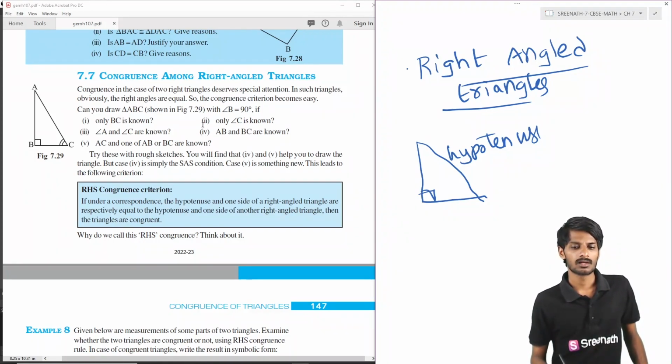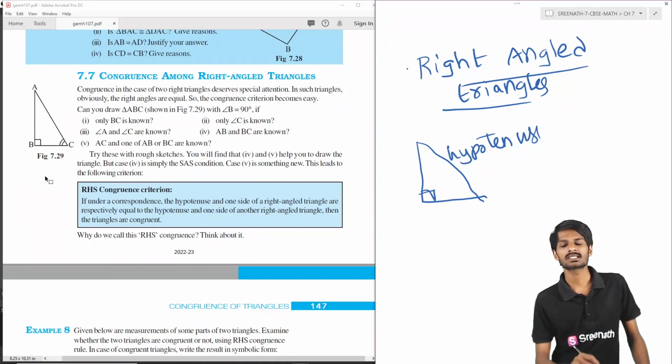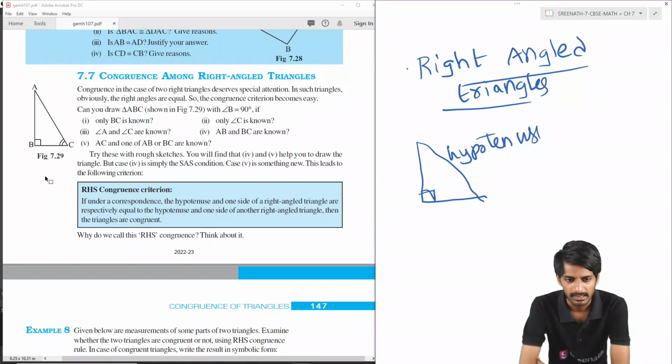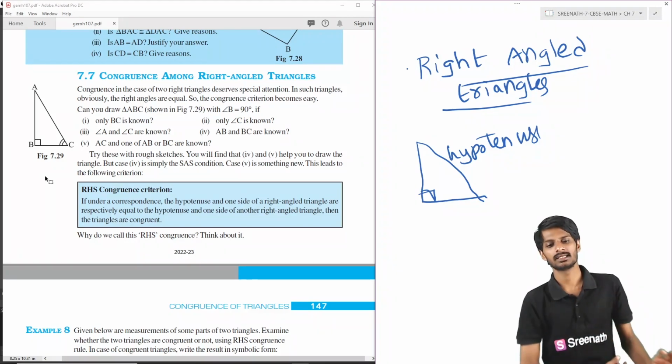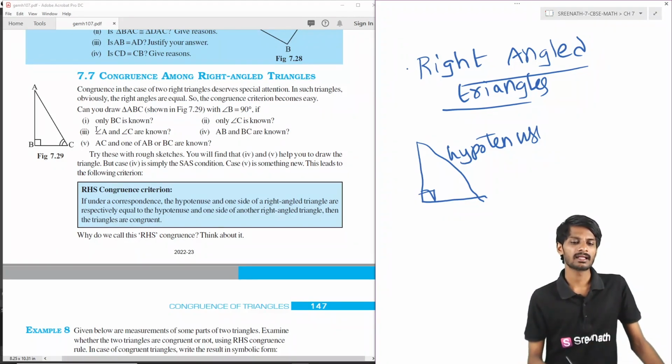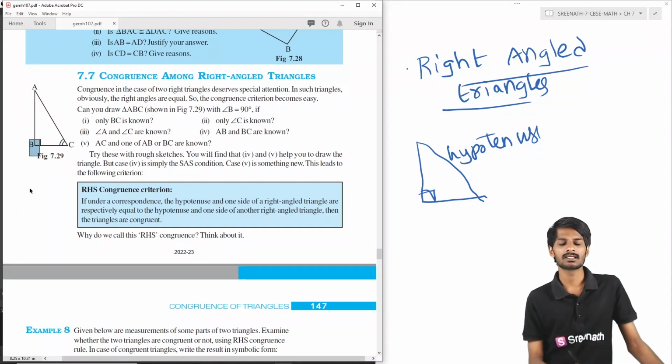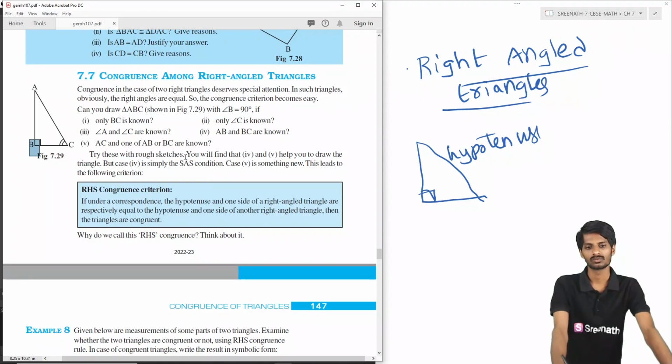So only angle C is known. Suppose angle B is known and angle C is known; in this case also we can't do the task, students. Next, angle A and angle C are known, so this angle is also known. In this case also we can't do it.